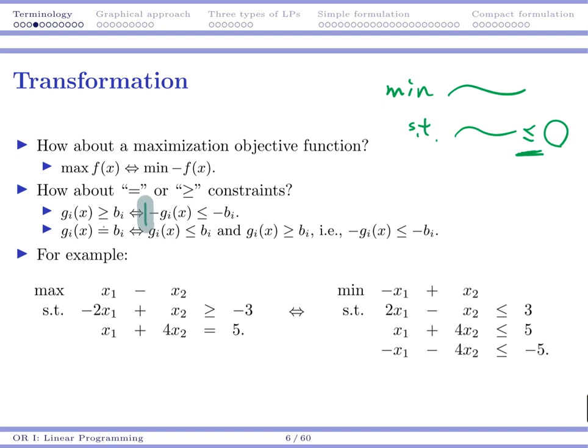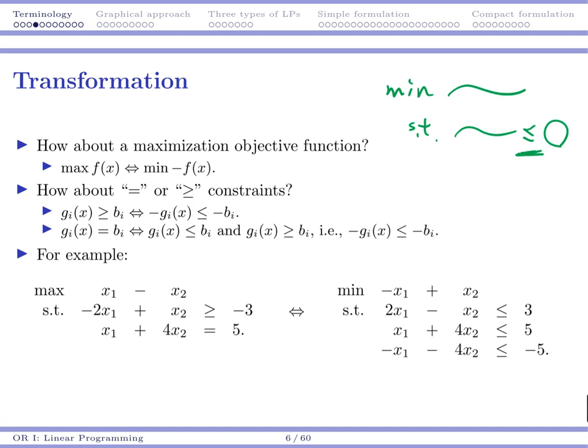For equality, it's pretty much the same thing. If you say A is equal to B, then in that case, A is less than or equal to B, and A is greater than or equal to B at the same time. So you replace one equality constraint by two inequality constraints. And of course, the latter may actually be represented as a less than or equal to constraint.